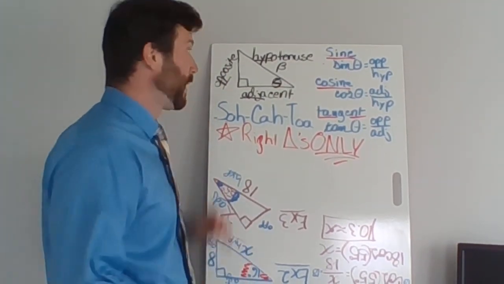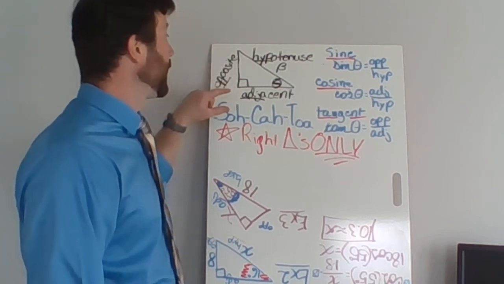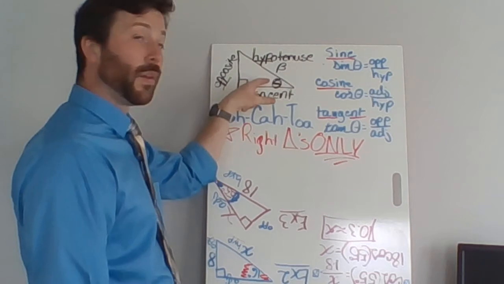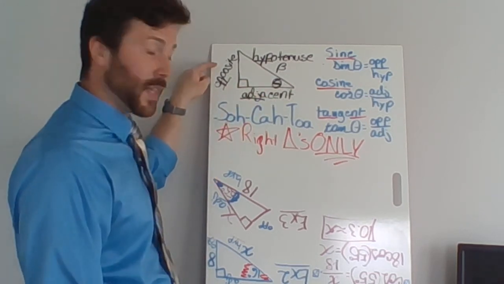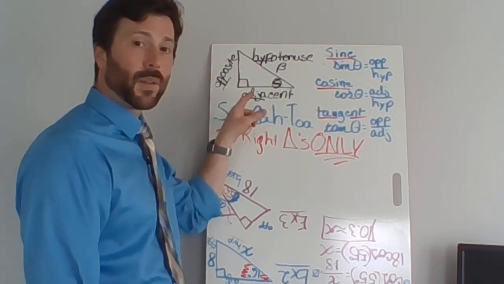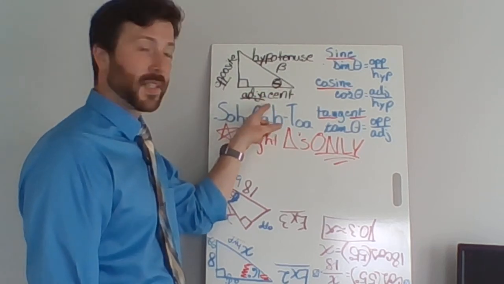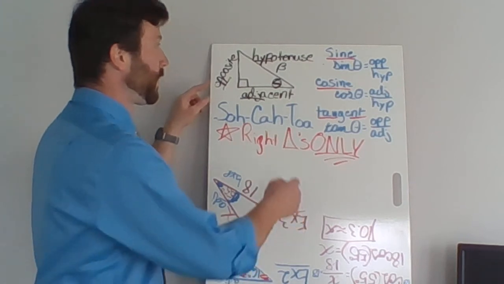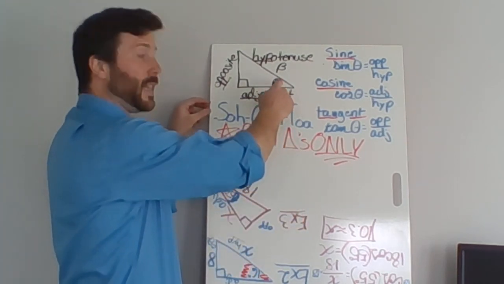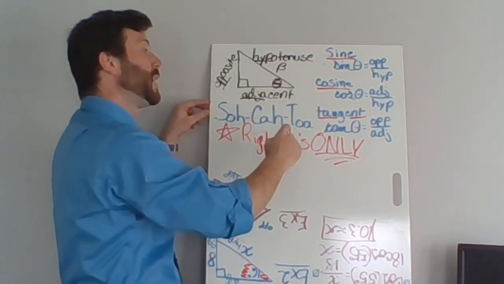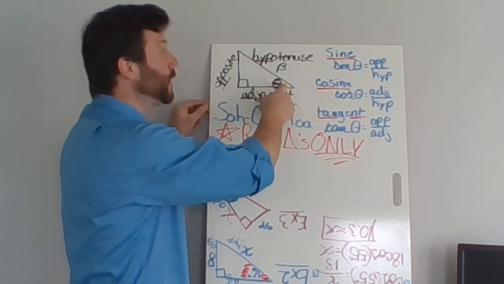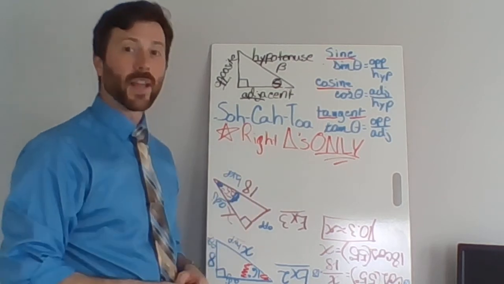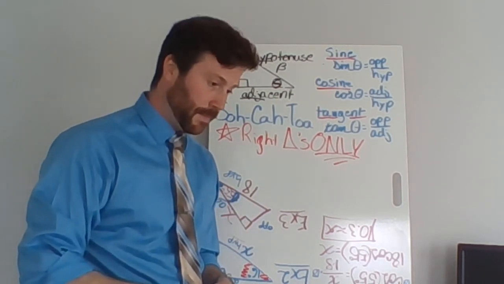All right, so to wrap things up here, if you have a right triangle, the side opposite the right angle is called the hypotenuse. The side opposite the angle that we're talking about is called the opposite. And the side that's right next to the angle that we're talking about is called the adjacent side. Sine of this angle is opposite over hypotenuse. Cosine of this angle is adjacent over hypotenuse. And tangent of this angle is opposite over adjacent. Sohcahtoa, right triangles only.